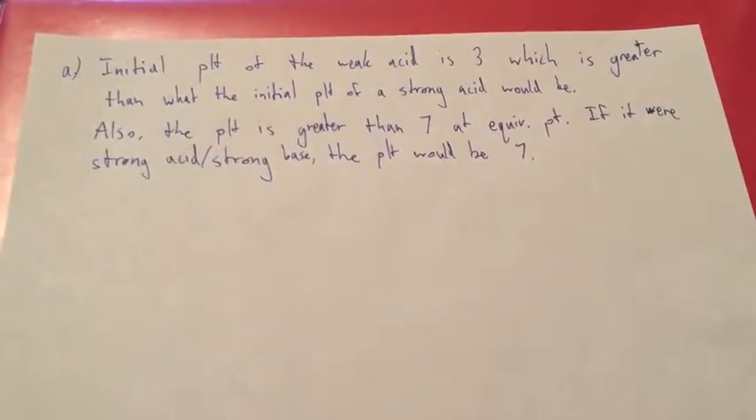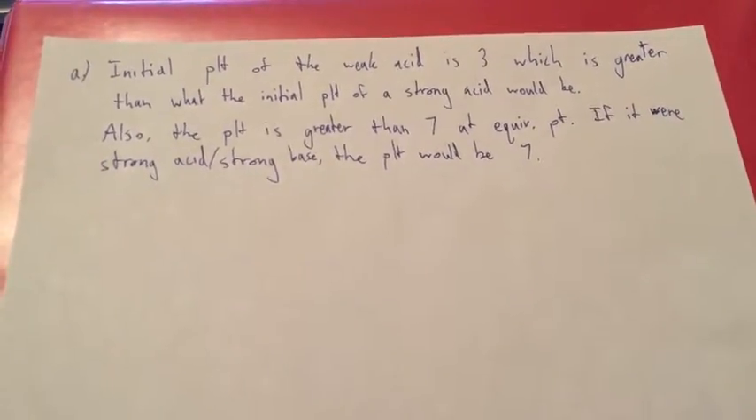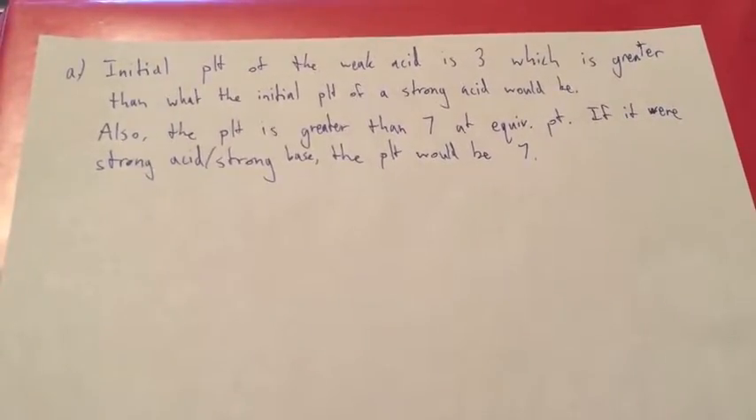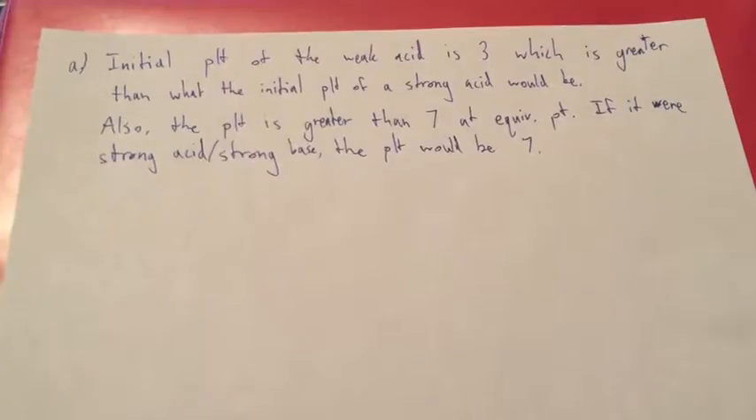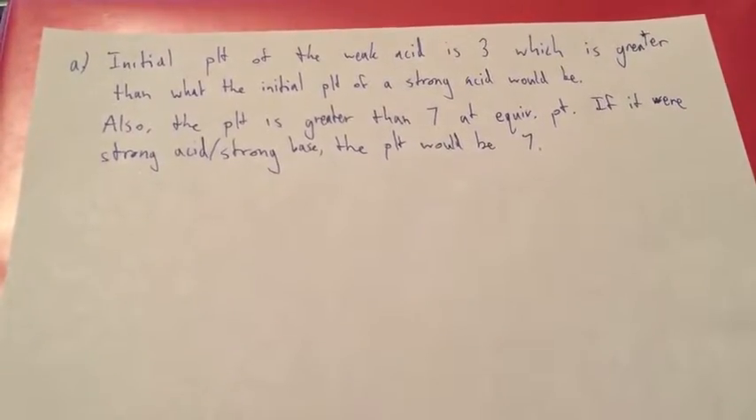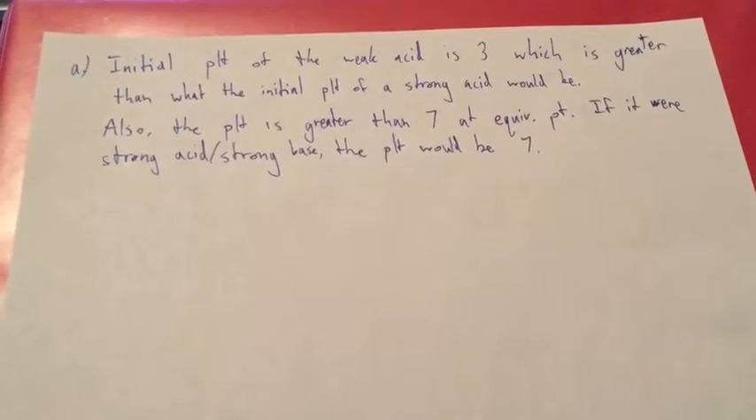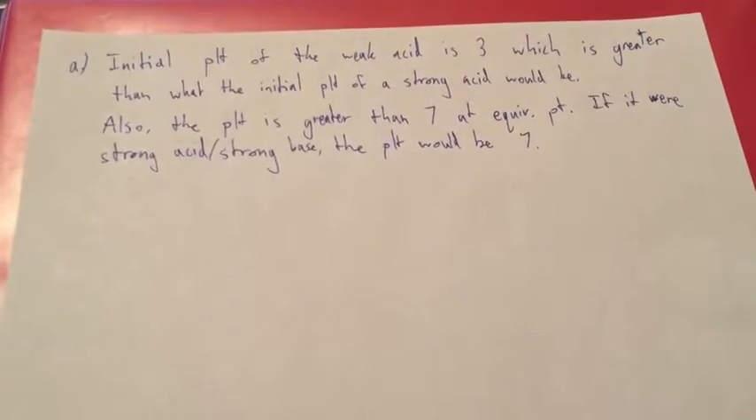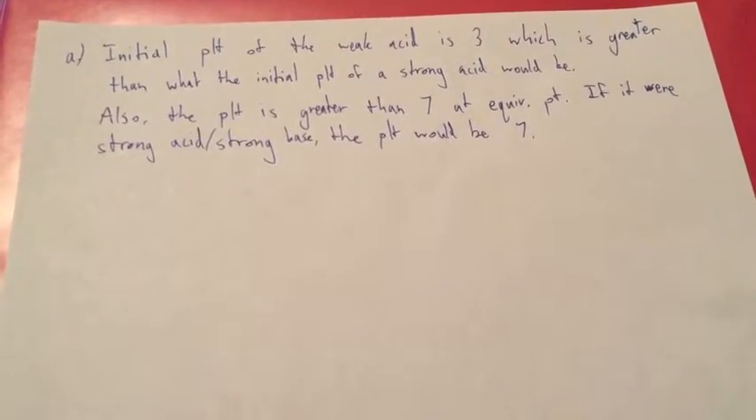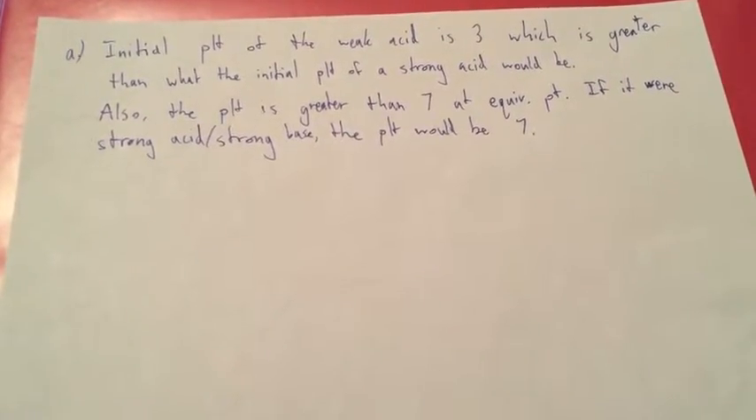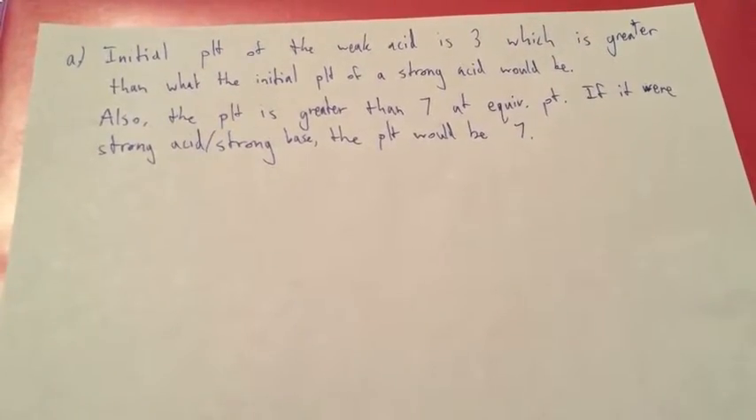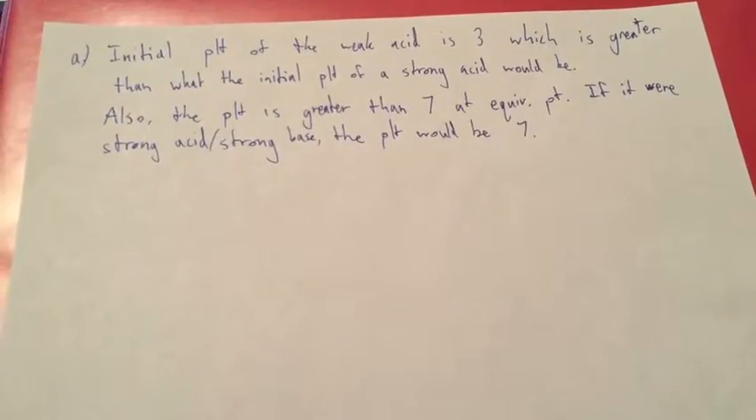In part A of the AP problem, we are asked to describe two features of the graph that's given, and that would help identify HA as a weak acid. So in the graph, the initial pH of the weak acid is 3, which is greater than what the initial pH of a strong acid would be. Also, the pH is greater than 7 at the equivalence point. If it were, say, a strong acid, strong base solution, the pH would be 7 on the dot.